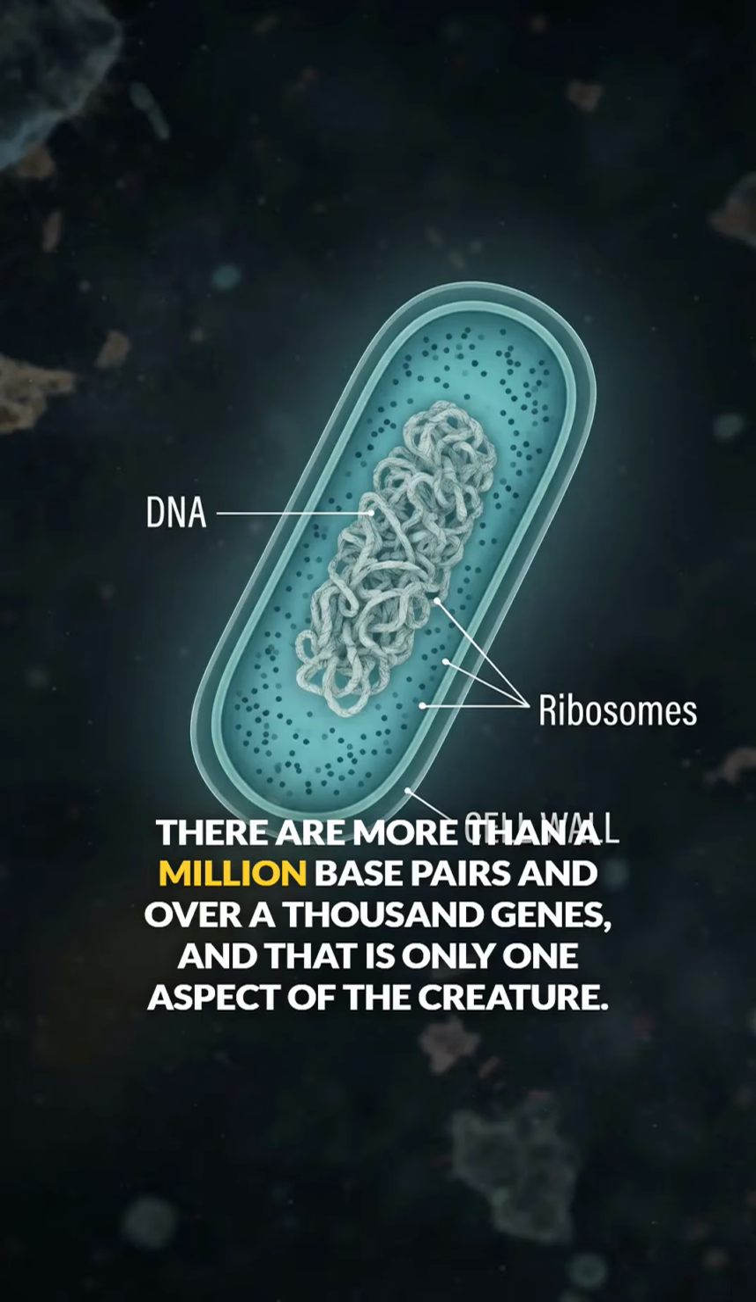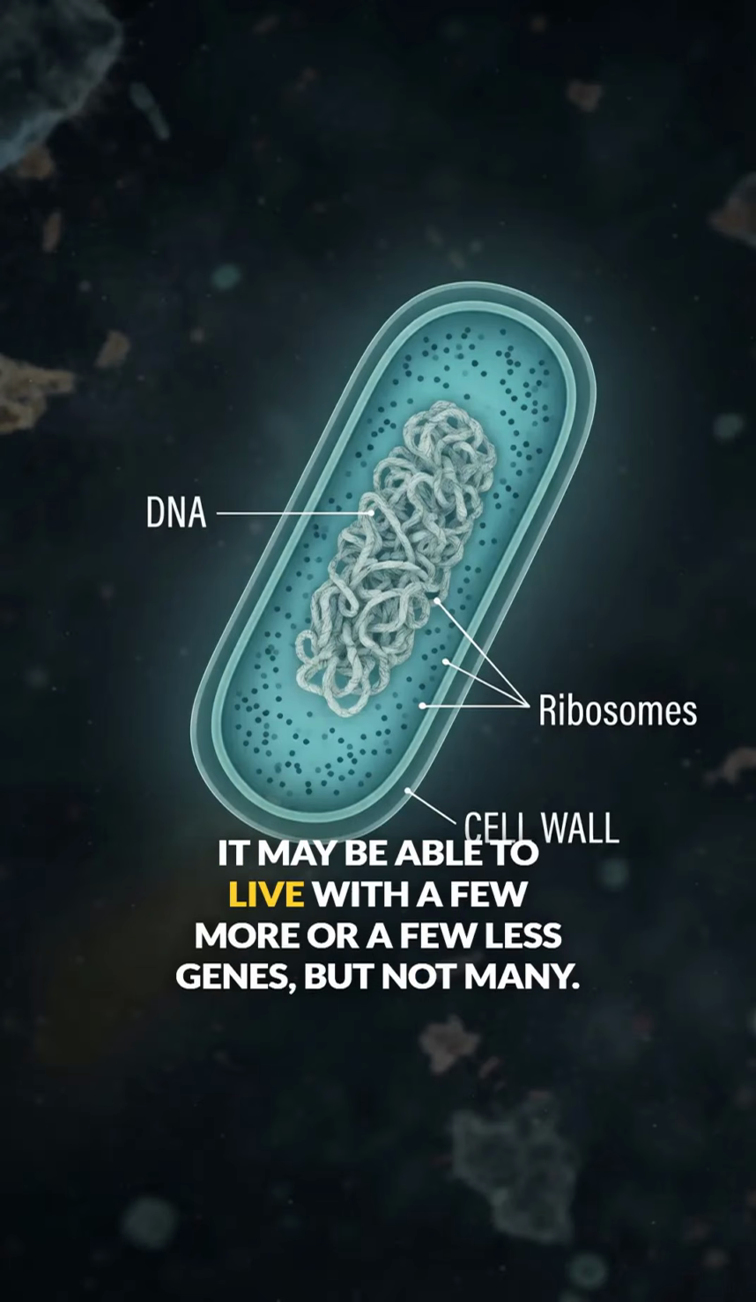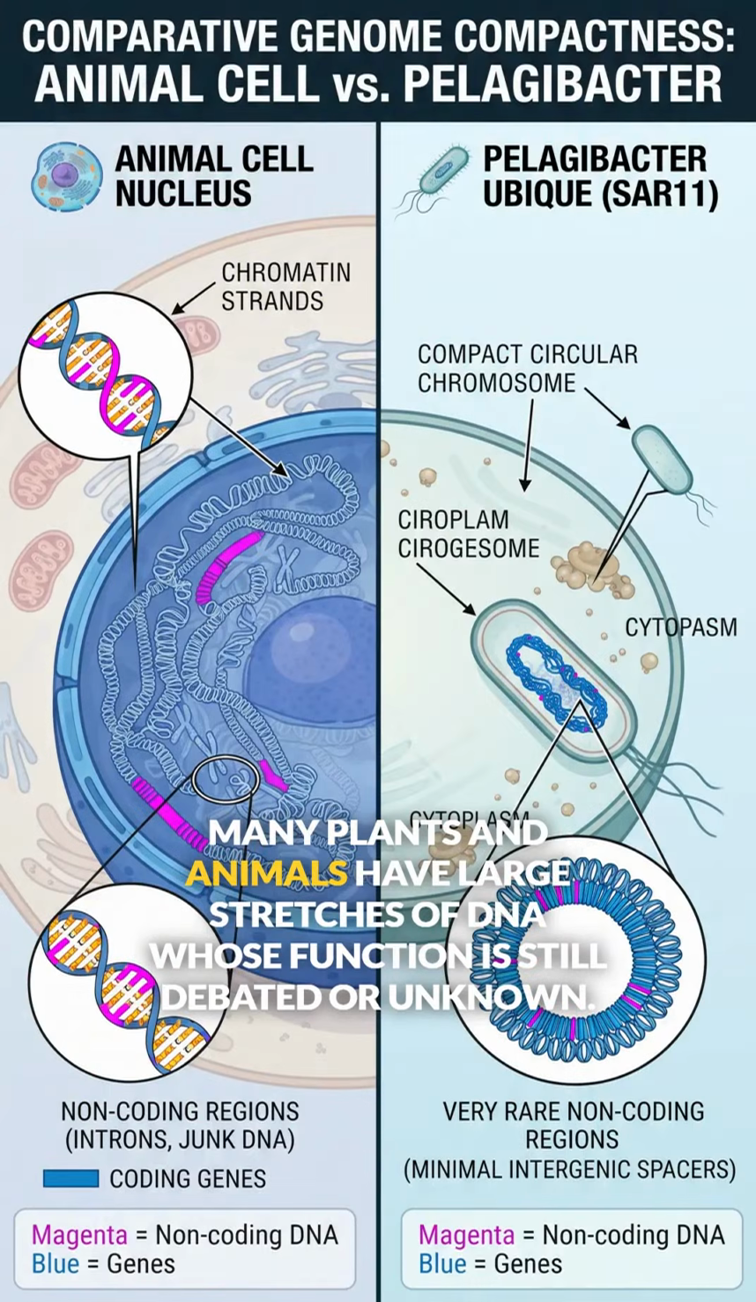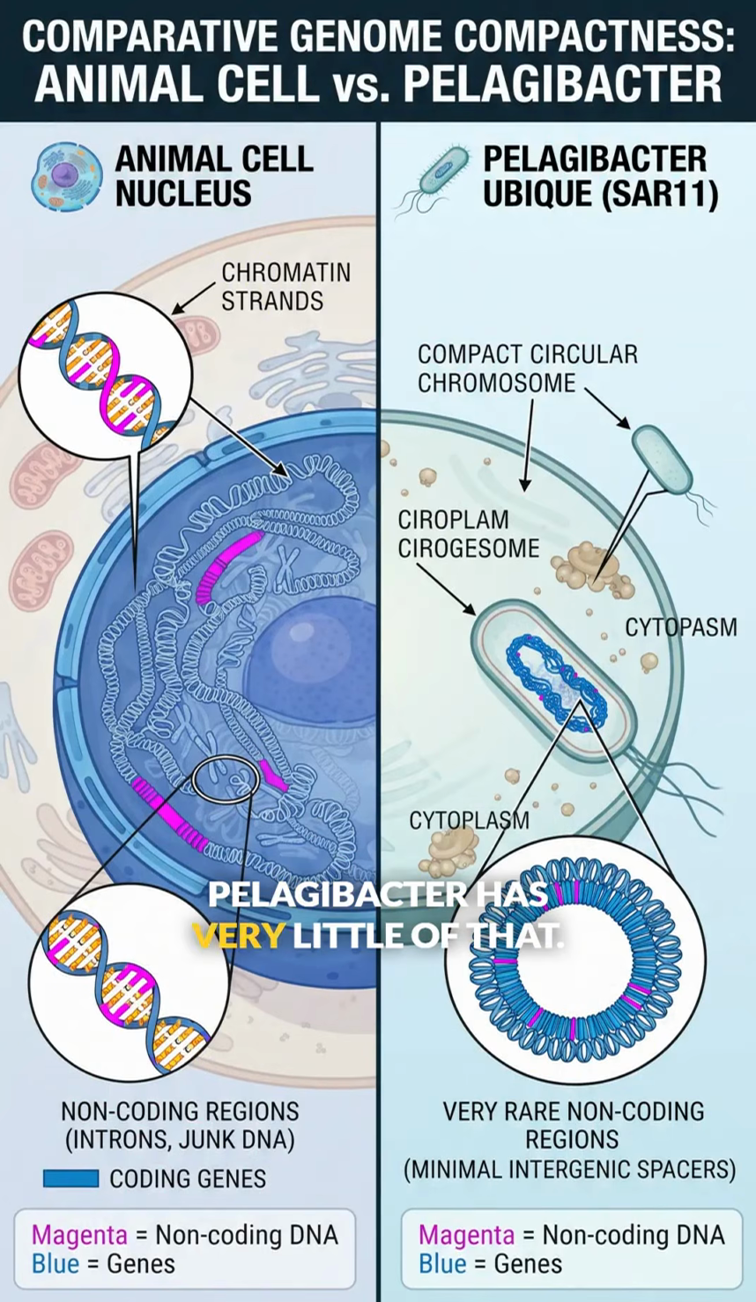There are more than 1 million base pairs and over 1,000 genes, and that is only one aspect of the creature. It may be able to live with a few more or a few less genes, but not many. Many plants and animals have large stretches of DNA whose function is still debated or unknown. Pelagibacter has very little of that.